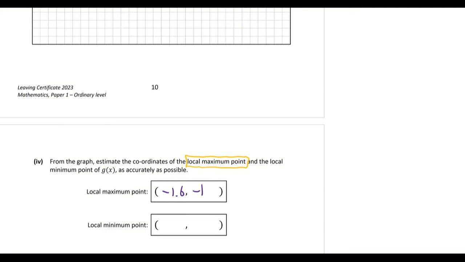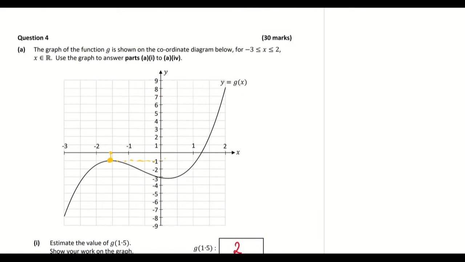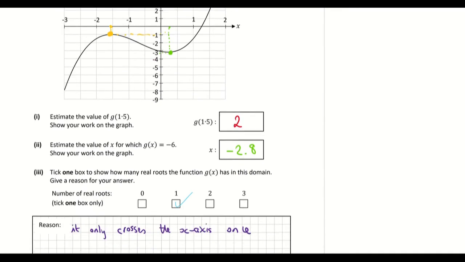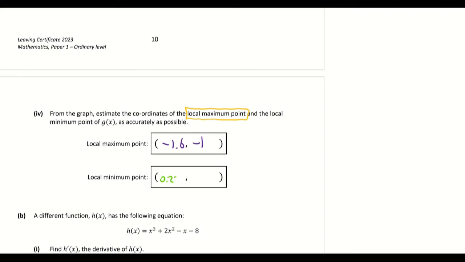down to minus 1. And then the local minimum is where the turning point's at its lowest, which would be around here. Again, where the slope would be 0 would be your turning point, and it's the minimum. And that is going to be, well, if this is a half, it looks like it's about a quarter of the way. So a positive 0.25, and it looks like it's coming just below the minus 3. So maybe minus 3.1 or minus 3.2. So 0.25 down to minus 3.1.